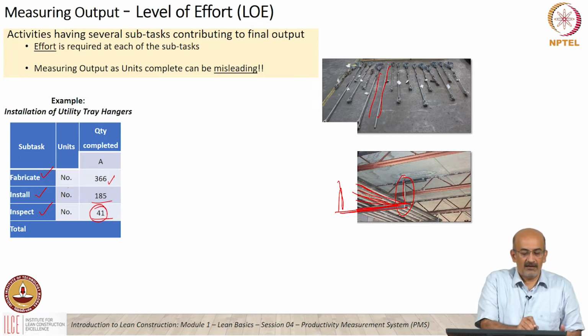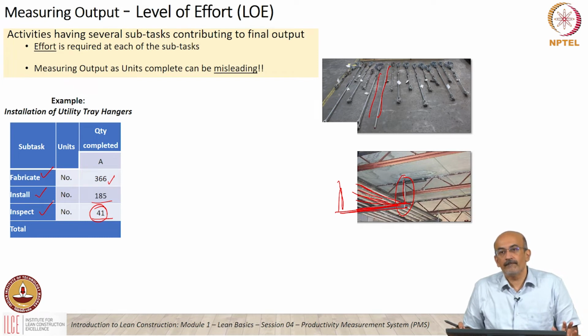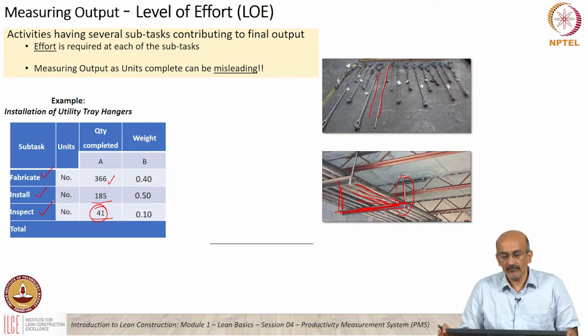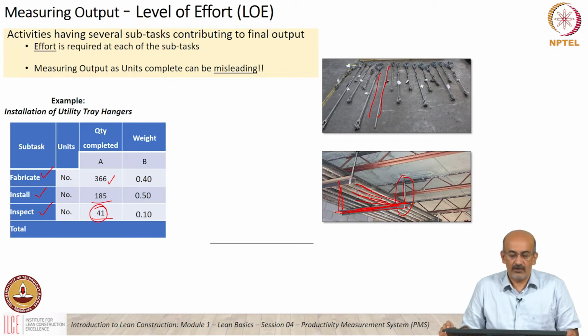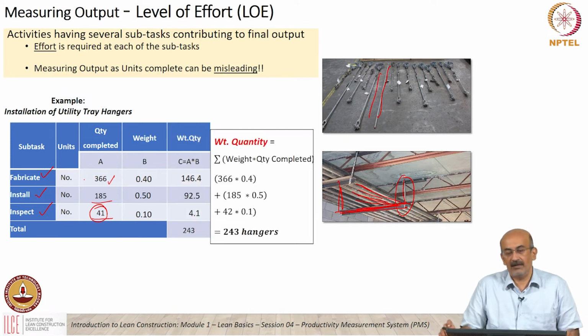But we can see that fabrication effort has gone, installation effort has gone, there has been significant effort. So how do we account for these? From effort, cost is also there. There's cost, there's money, everything has gone, and you're paid for it, you're paid for labor, all that has gone. If I take output as only 41, then it seems low, because I've actually spent a lot more effort on it. So the concept of level of effort is that you weigh these different subtasks appropriately. We'll get back to what the weightage is based on, and then you find the weighted sum.